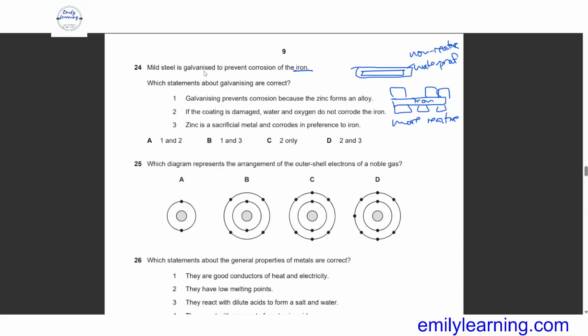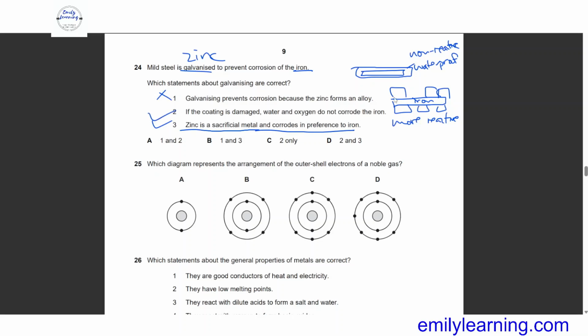In galvanizing, we always use zinc. In other words, the zinc acts as a sacrificial metal and corrodes in preference to iron. So this is correct. Forming an alloy only makes something stronger, but it has nothing to do with galvanizing. In galvanizing, you don't form an alloy, you just coat it on top. Next, if the coating is damaged, the water and oxygen do not corrode the iron.